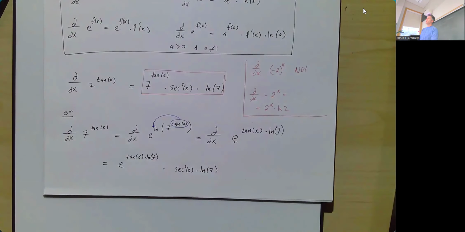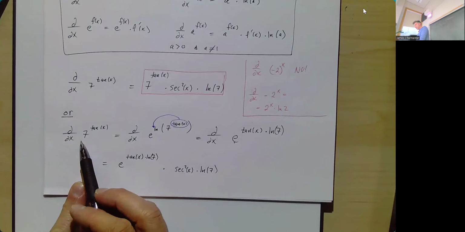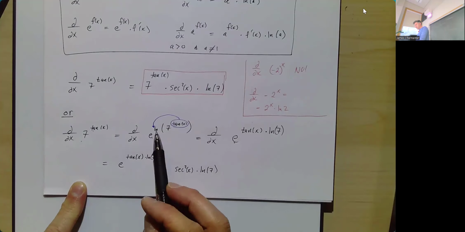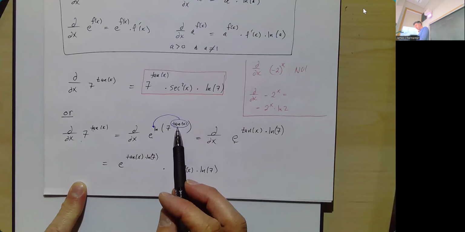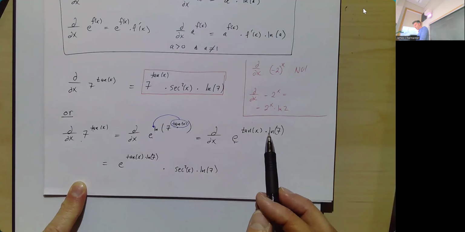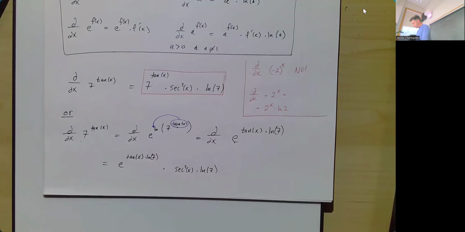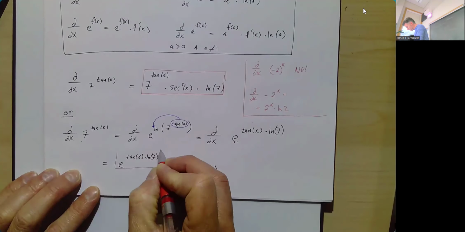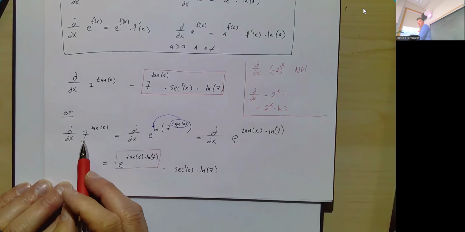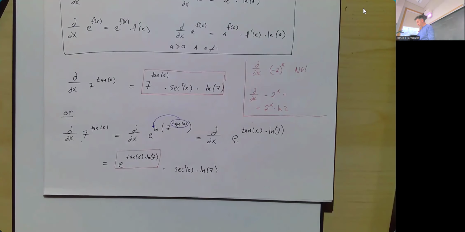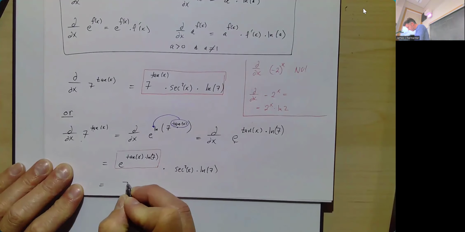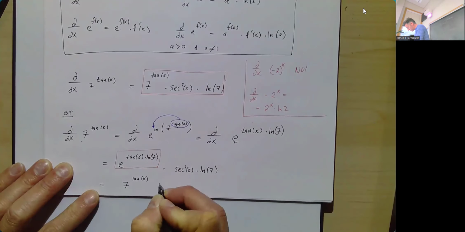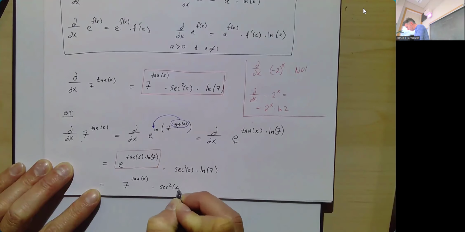Well, let me ask you a better question. Do they look exactly the same? No, they don't. But are they exactly the same? Yes, they are, because if you'll notice, 7 to the tangent is the same as e to the natural log of 7 to the tangent, which is the same as e to the tangent of x times natural log of 7. Or in other words, this part right here, e to the tangent of x times natural log of 7, is really just 7 to the tangent of x. So I can rewrite this as 7 to the tangent of x times secant squared of x times the natural log of 7.